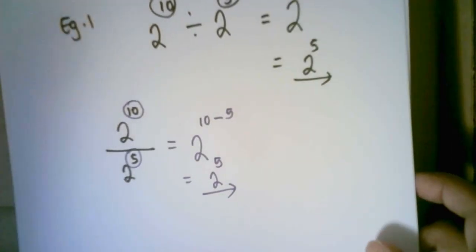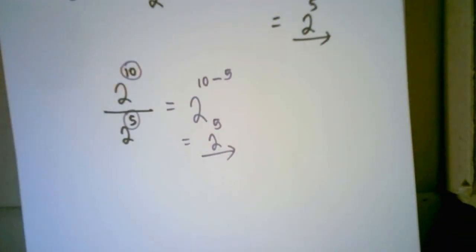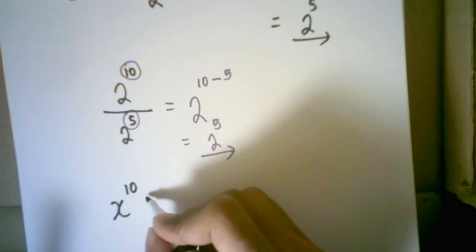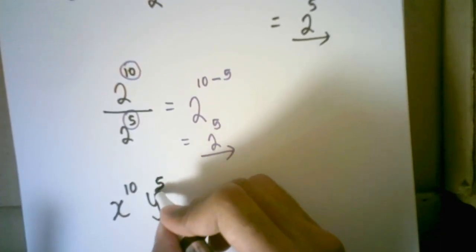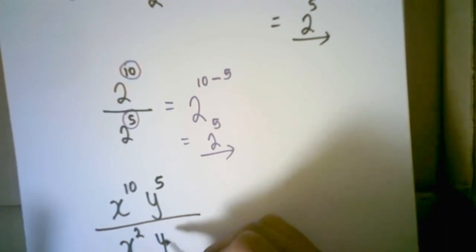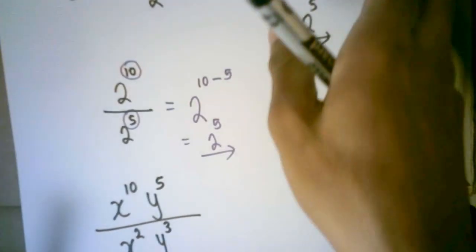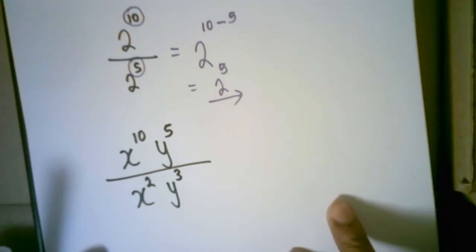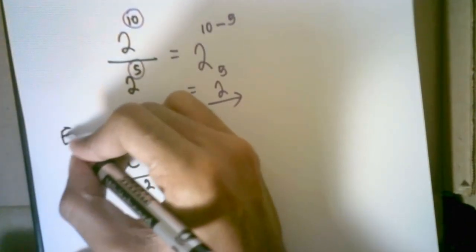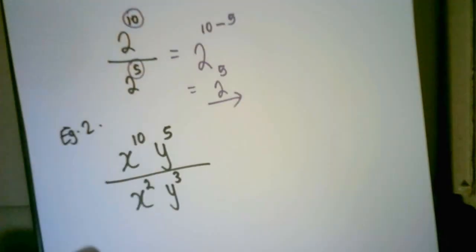So let's look at another example very quickly. Let's say I have x raised to the power of 10, y raised to the power of 5 over x raised to the power of 2, y raised to the power of 3. Now in grade 9 we will look at examples where we have a negative exponent and how we deal with that, but in this case we are mostly looking at exponents where our answer will have positive exponents, right?